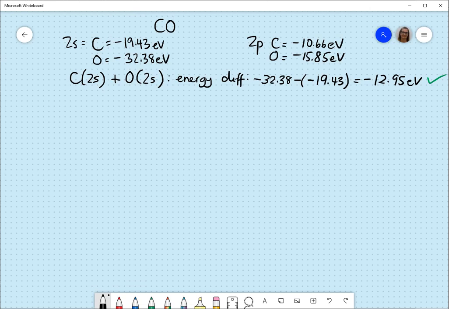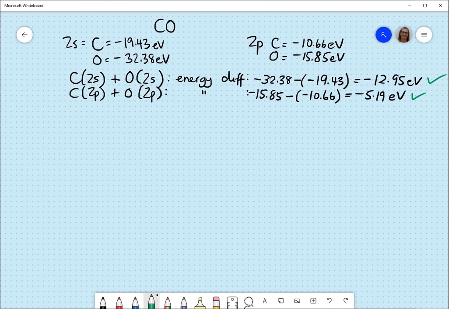Okay, and we can then look now at the carbon 2p and oxygen 2p. We have an energy difference of, so that's minus 15.85 minus 10.66, and that gives us minus 5.19 electron volts. So we'll definitely have an interaction there.